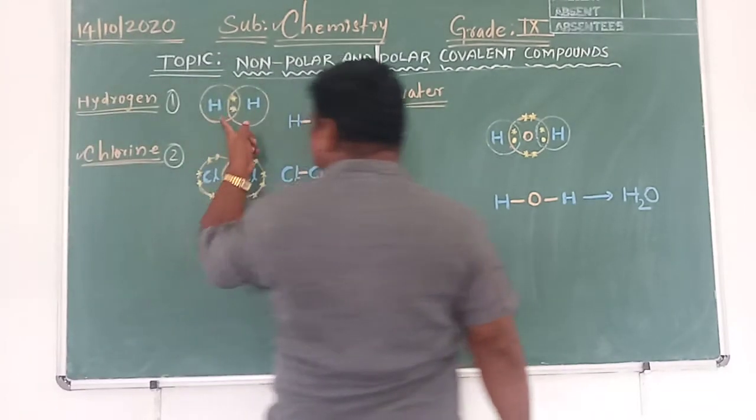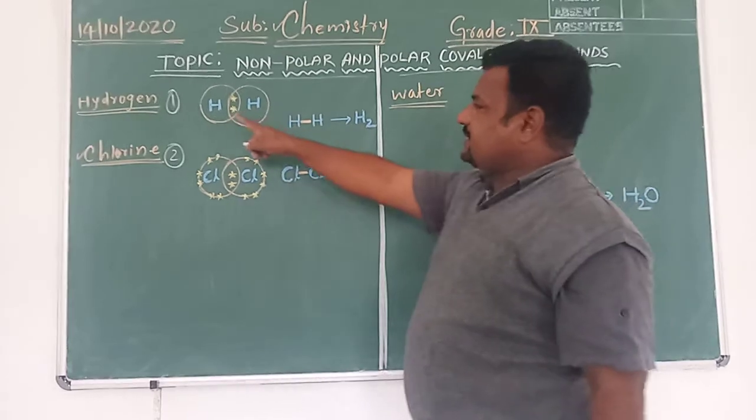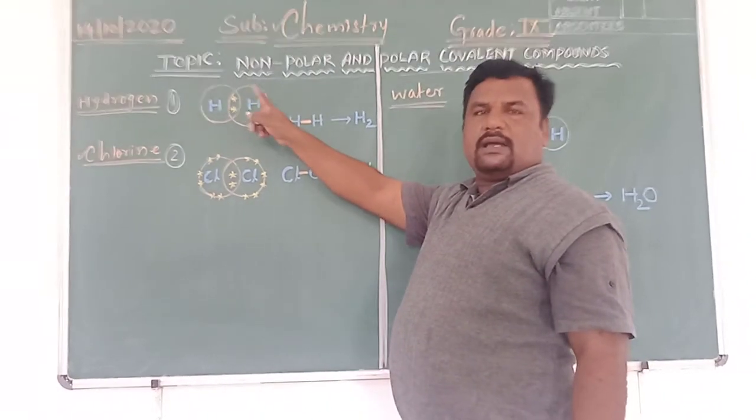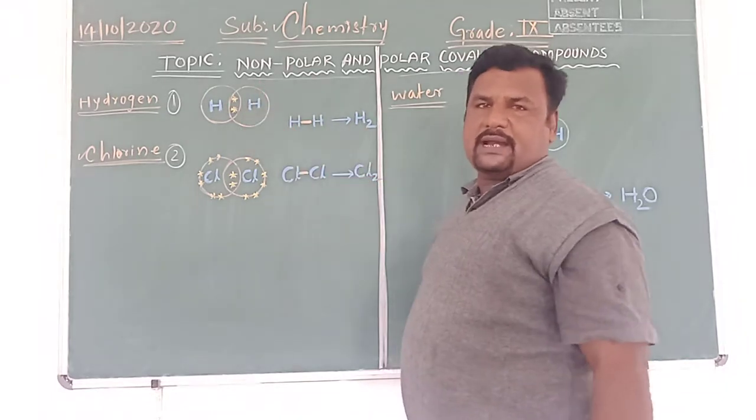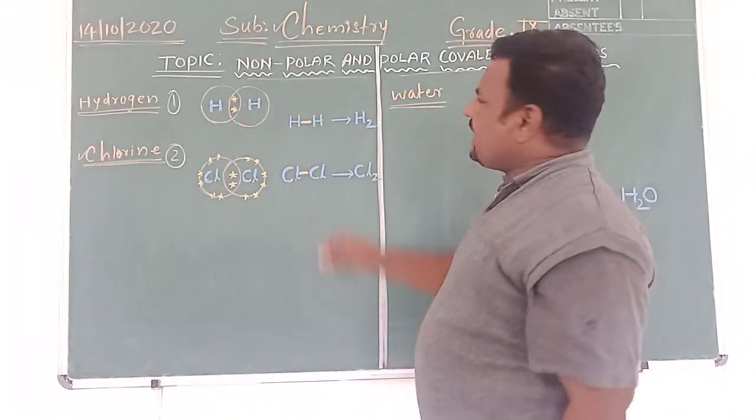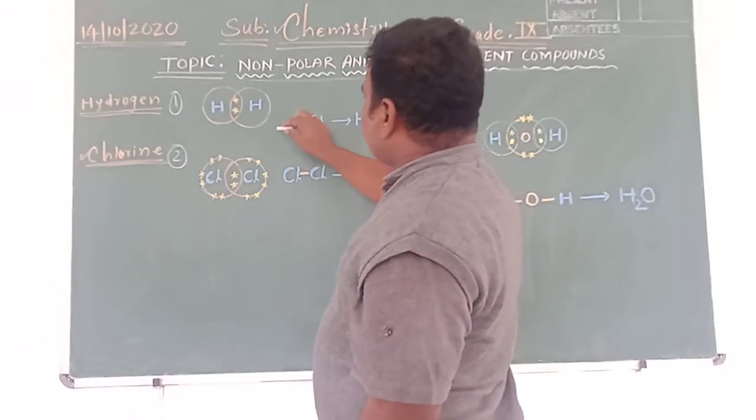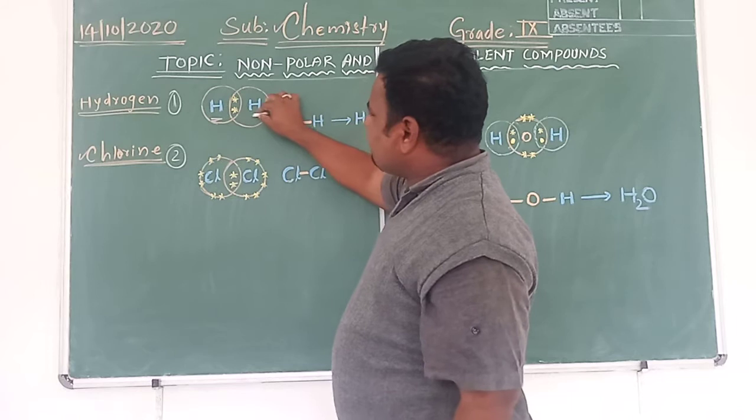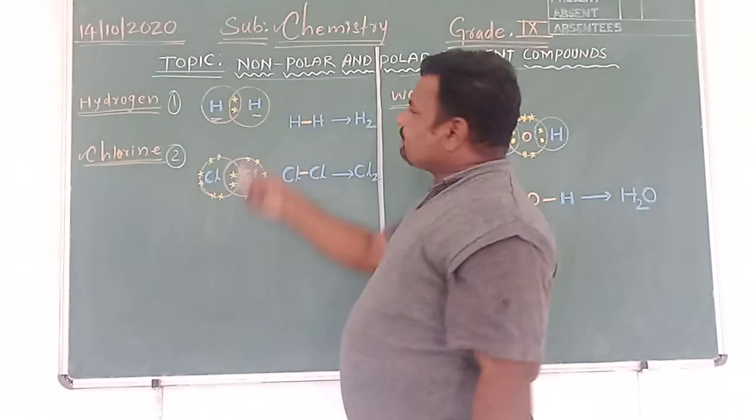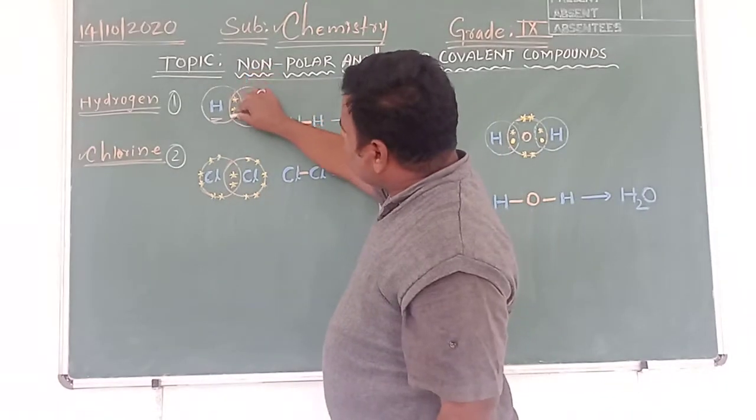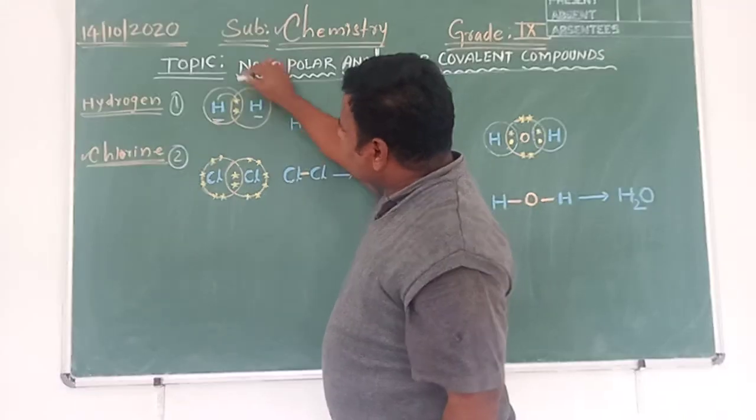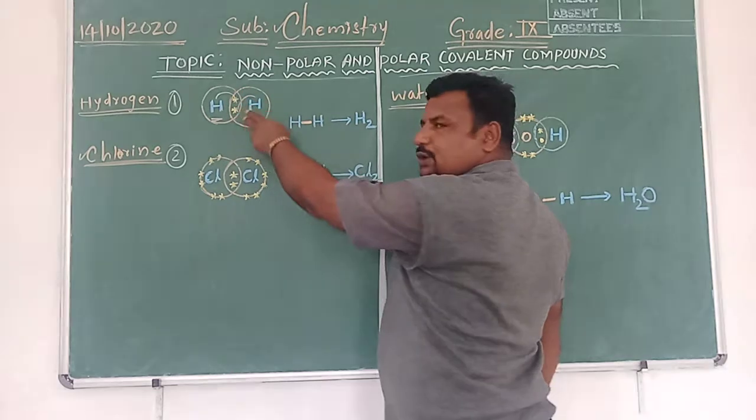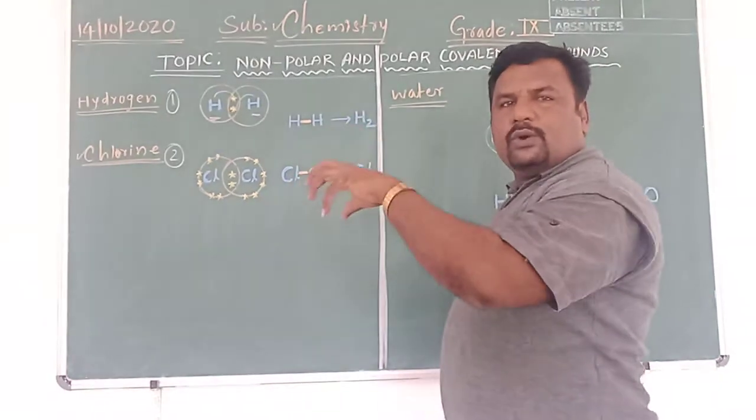Look at this. In the first example, I'm showing hydrogen. We know the number of electrons in the hydrogen atom. As hydrogen has one single electron, what happens? Here is one atom of hydrogen, and this is another atom of hydrogen. Both share this electron. One electron of this atom and the other electron belong to this hydrogen atom. So both sharing this electron, they attain which rule? Duplet rule.